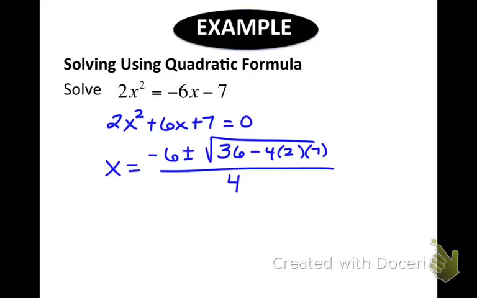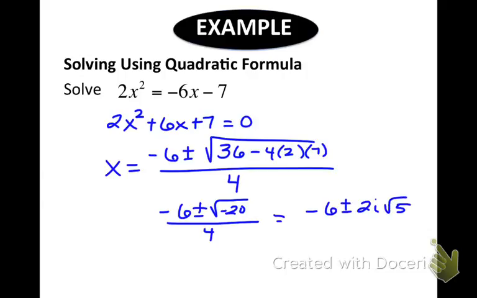Okay, calculator work. Let's find that discriminant. 36 minus 4 times 2 times 7 is negative 20. That's convenient. That's what we just had in the last one. What does the square root of negative 20 simplify to? 2i square root 5. Yep, can we just say that? So negative 6 plus or minus 2i square root 5 over 4.